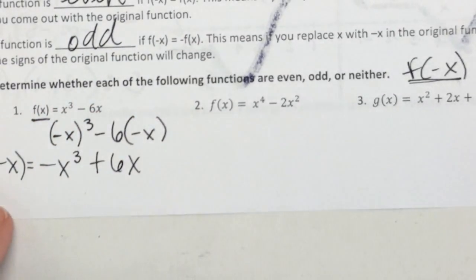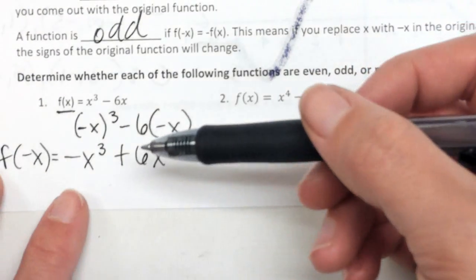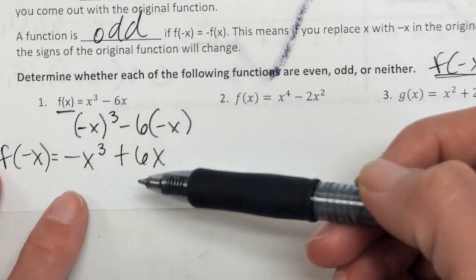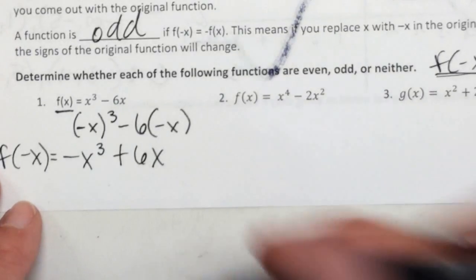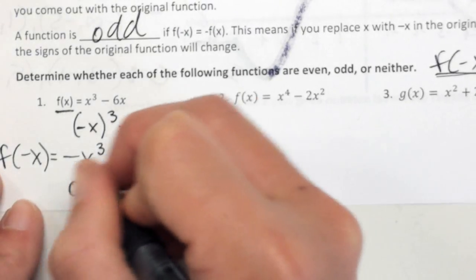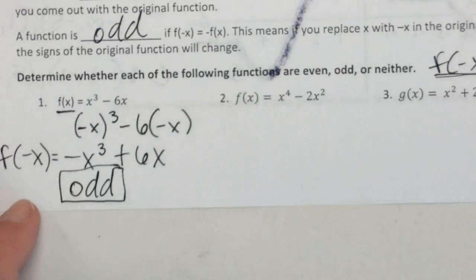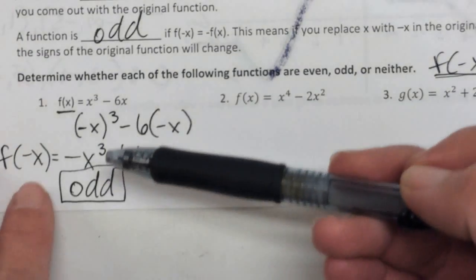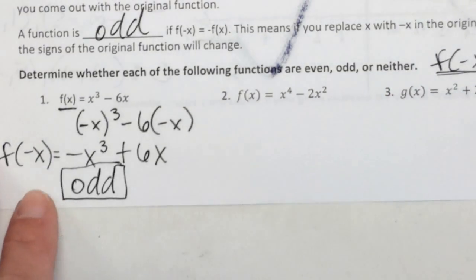So let's compare what we just found with the original. What happened to all the signs? They changed, right? So this is what kind of function? Odd. Very good. So if all the signs change, it's going to be odd. It was positive, now it's negative. This was negative, now it's positive. So it's odd.